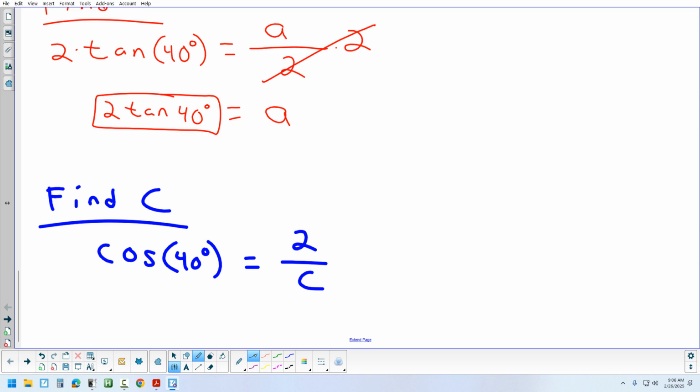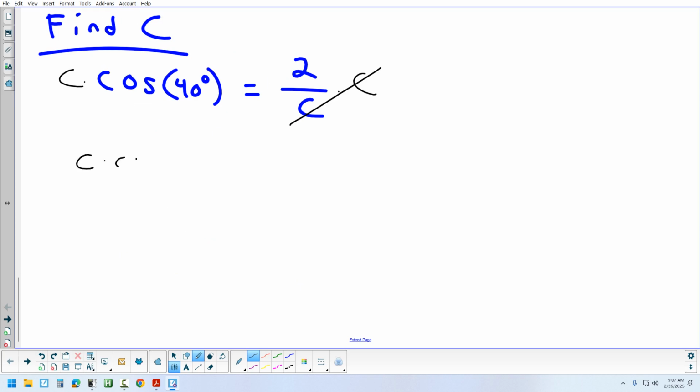But I'd also like to make sure we don't have any more fractions on this side when we do the next step. So what could I do that would get rid of having a fraction on the right side, and it would get rid of the c in the bottom? Let me phrase it that way. You multiply both sides by c. Yep. So we're going to multiply both sides by c. So now we've got c cosine 40 equals 2. And now we want to get this by itself. So we need to put the cosine 40 on the other side.